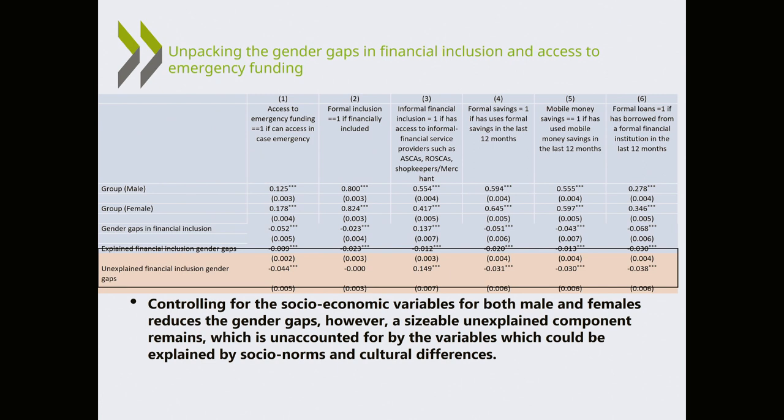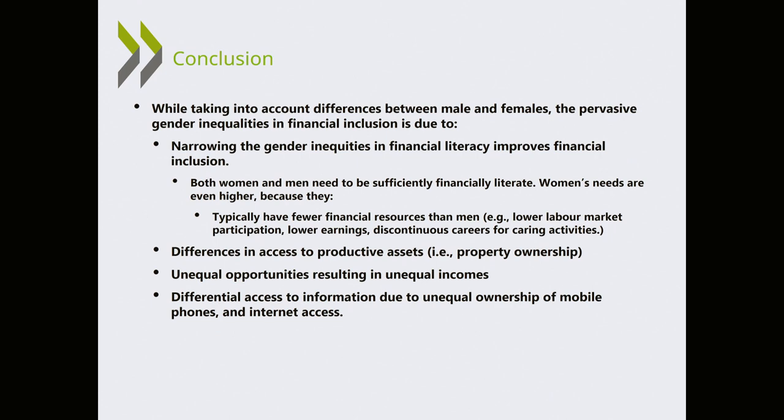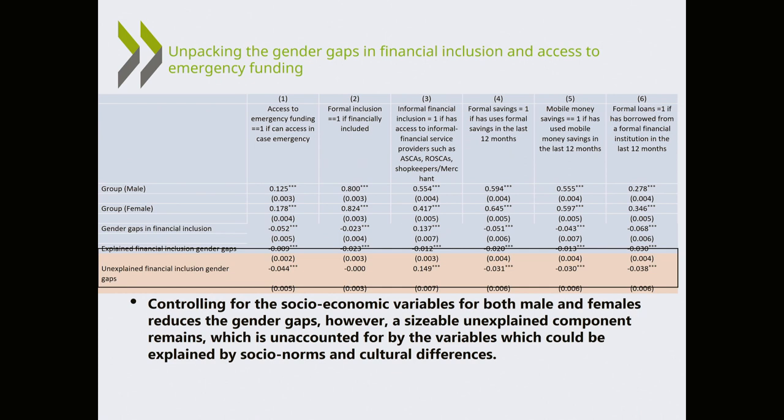Finally, what Kiplangat does is he conducts what is called a Blinder-Oaxaca decomposition analysis to understand the unexplained component that the previous variables were not able to explain in terms of the gap in access to emergency funding and the gap in formal financial inclusion. Using this technique, he finds that there are some significant unexplained gender gaps, both in terms of access to emergency funding and in terms of access to a formal account.